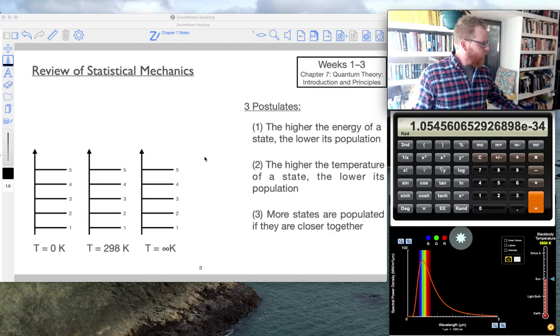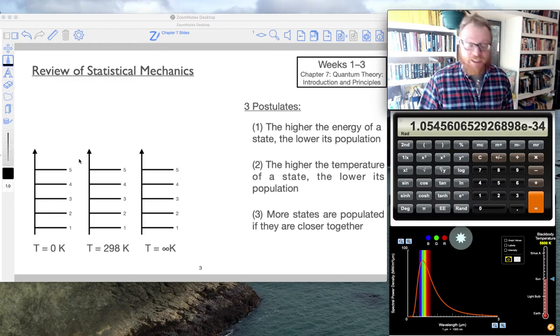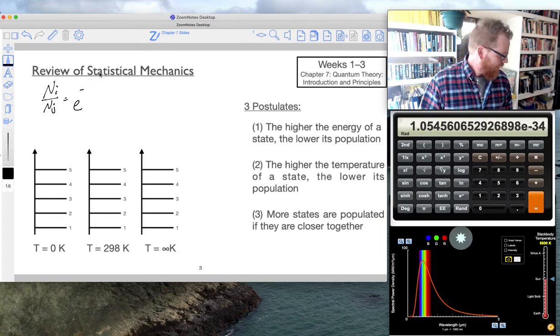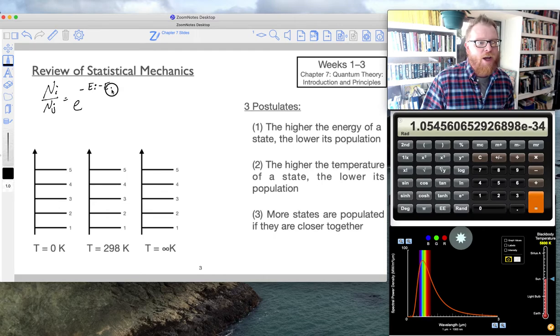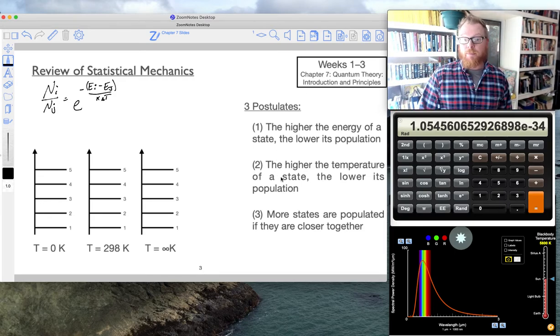Continuing along in our review of statistical mechanics, recall the Boltzmann distribution, which says the number of particles in state i divided by the number of particles in state j equals e raised to the power negative (E_i minus E_j), so the difference in those energy levels, all divided by k_B T. Okay, and then the whole quantity is negative, right? And so if we remember here, the higher the energy of a state, the lower its population.